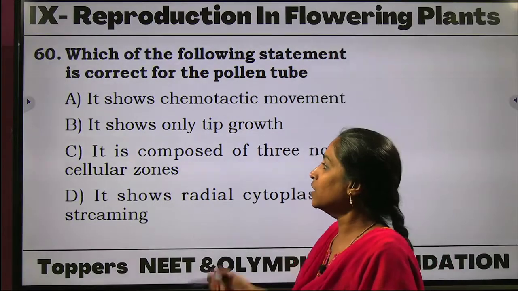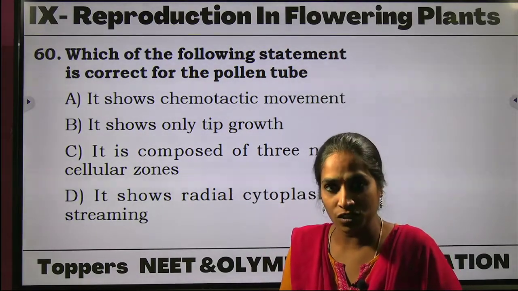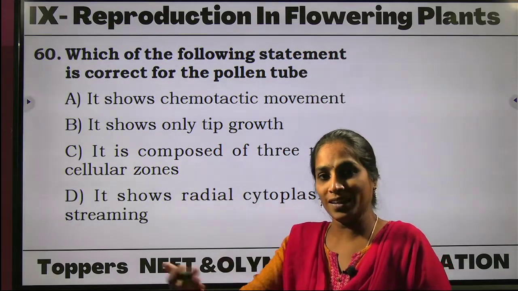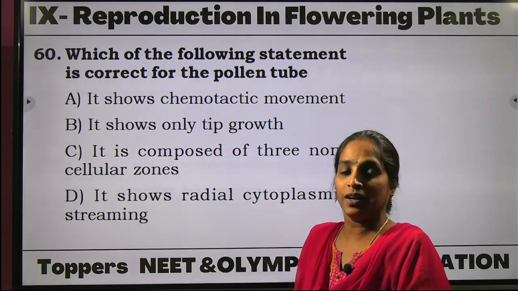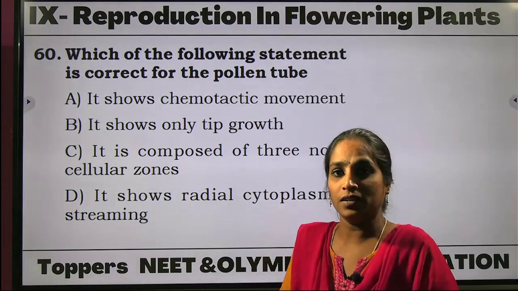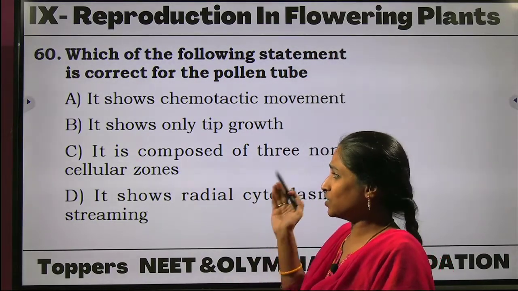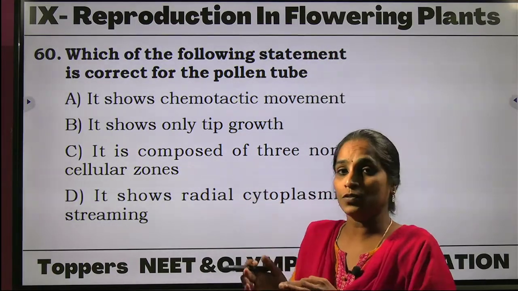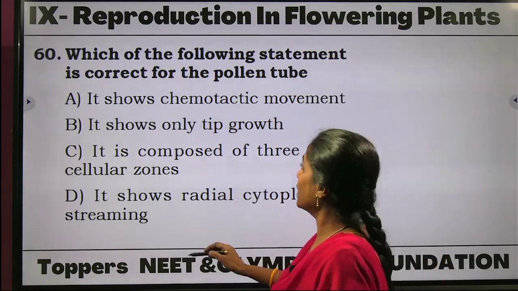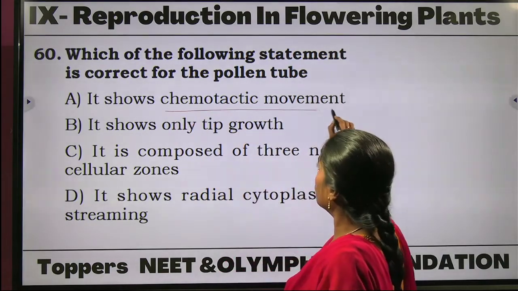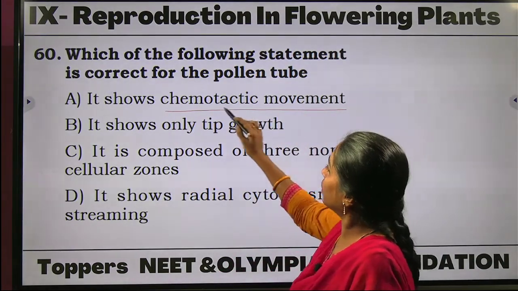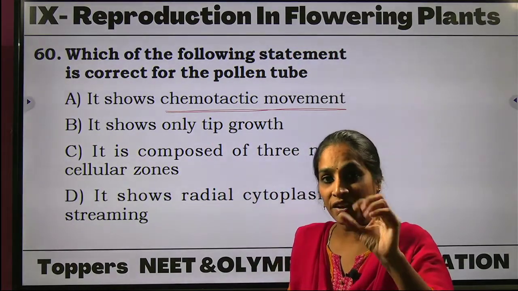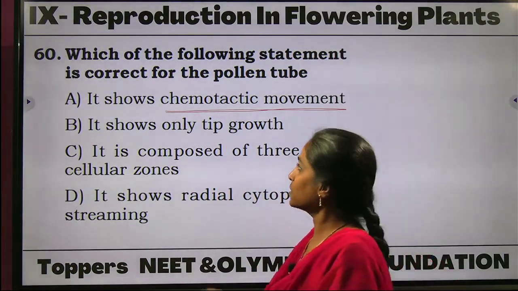Just now I told you that the filiform apparatus in the synergids guides the sperm cell, the first sperm cell, entering into the egg cell. Kinds of chemicals which are present in those cause what is called chemotactic movement. So what kind of organ shows the chemotactic movement? Is it the pollen grain or the pollen tube? Yes, it's the pollen tube.